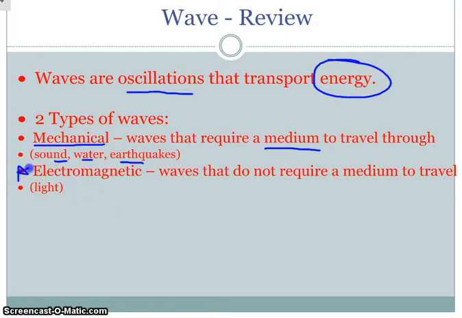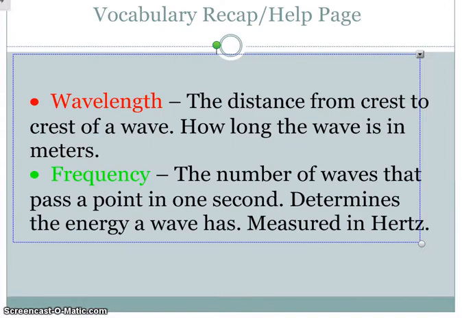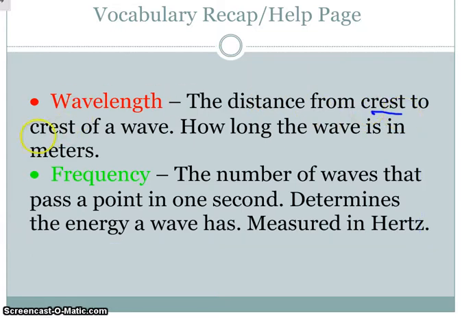Electromagnetic waves are the key to today's component. These are waves that do not require a medium. In other words, these guys can travel through complete and empty space, which is incredibly important to us when you think of things like wavelength and frequency. Wavelength is the distance from crest to crest, or just one point of a wave to another similar point of the wave. You could say trough to trough if you'd like, resting point to resting point, but it represents how long the wave is.